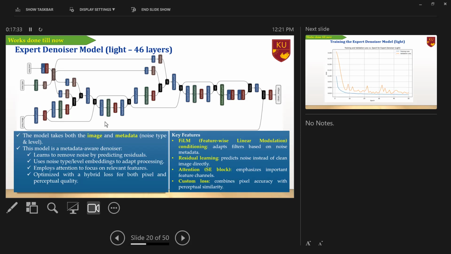And residual learning predicts noise instead of the clean image directly. We have also tried another model, a U-Net model, which I am not presenting here because I discarded it, which directly predicts the clean image. But here, this model will predict the noise from the image, and then subtract the noise from the noisy image, and we will get the clean image. So that is the concept.